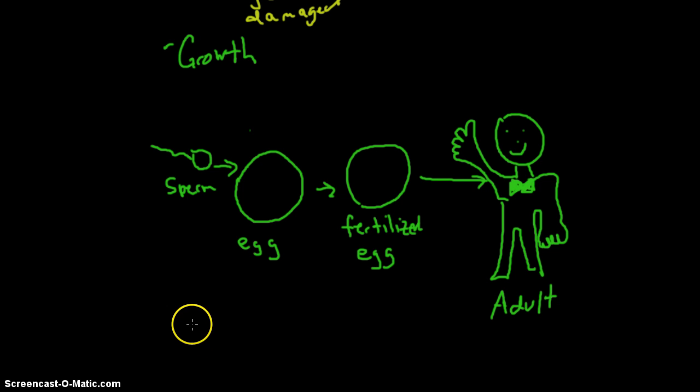So those are just two reasons why new cells have to be made. In the next video, we're going to talk about how that process occurs. We're going to continue and talk about the cell cycle and how those new cells are being made.